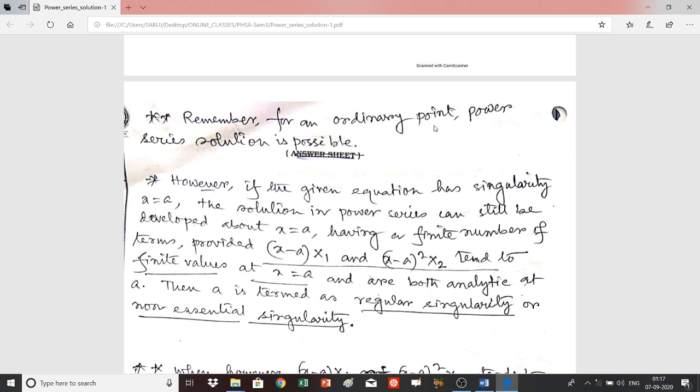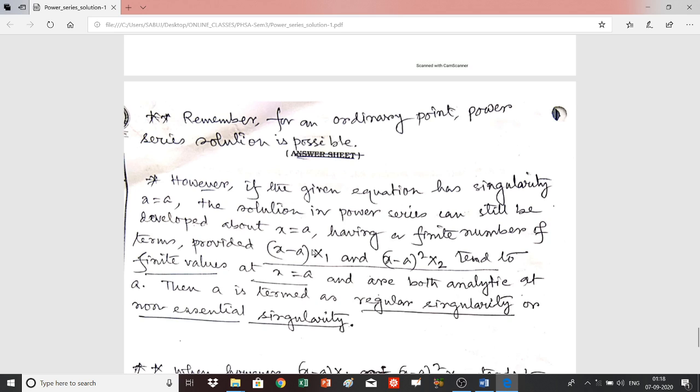But you have to find out the following two terms, which are (x minus a) into capital X1 and (x minus a) whole square into capital X2. These two terms at x equal to a should be analytic and they should have finite values. If any one of these two terms becomes infinite at x equal to a, then the power series solution cannot be possible.